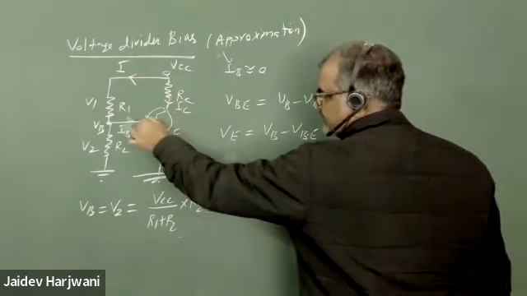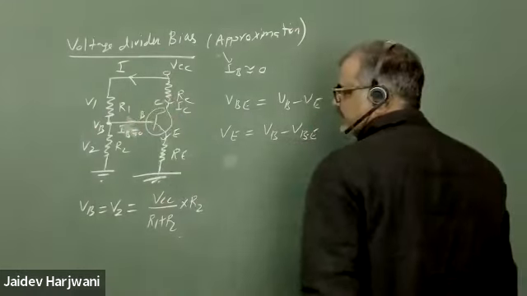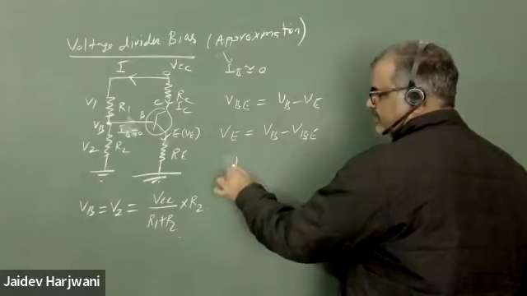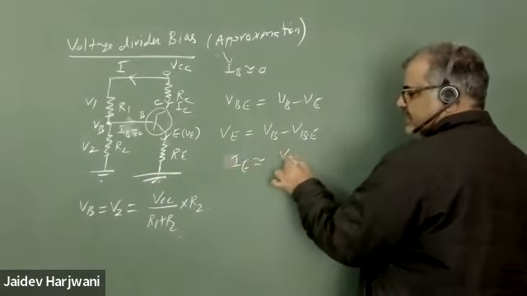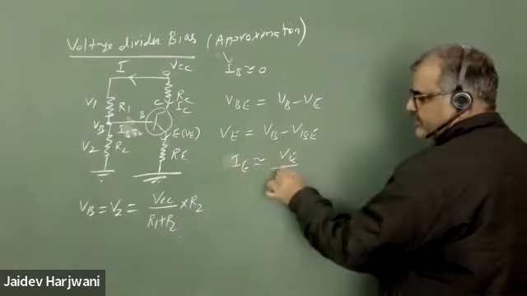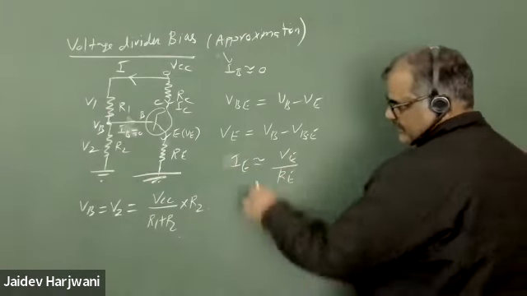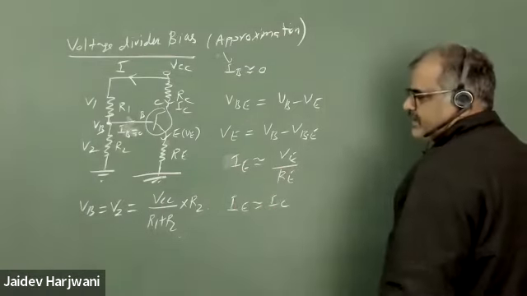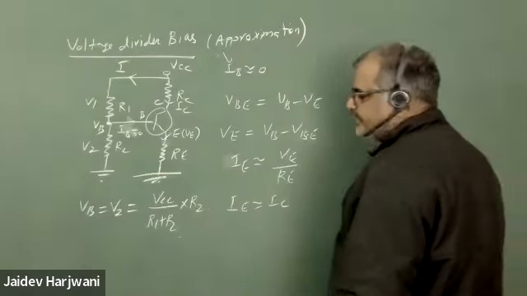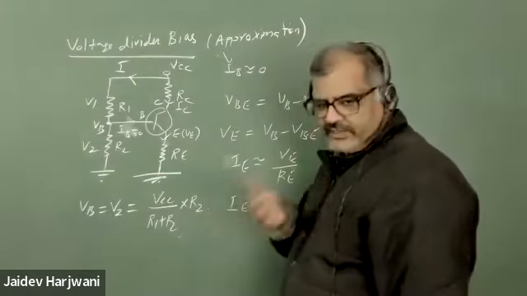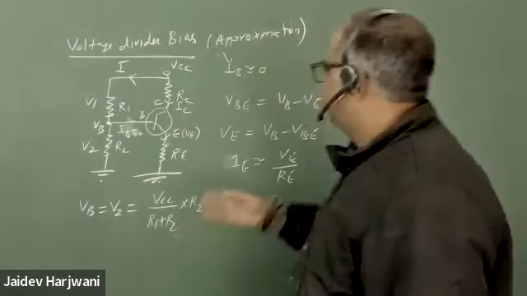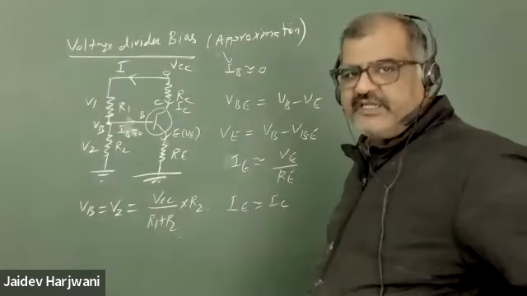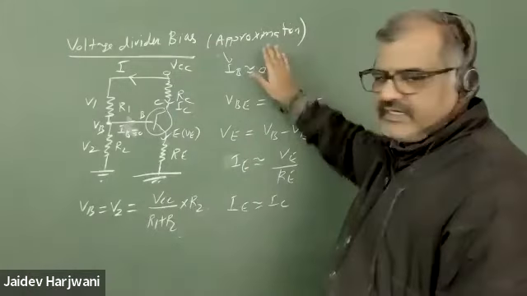This is the emitter terminal, this is the base terminal, and this is the collector terminal. So once you know the potential VE here, IE is equal to VE upon RE. And once you know the IE, IE is almost equal to your IC. So you can very easily calculate your operating point. Once you know the IC, you can find VC. So this is a very fast technique, but a slight approximation is there.